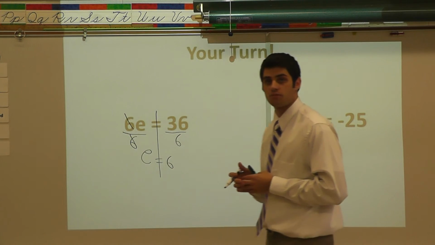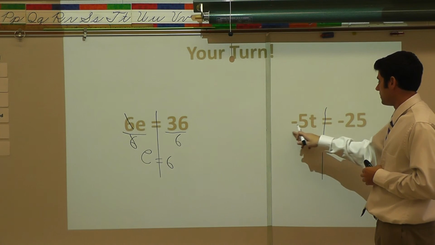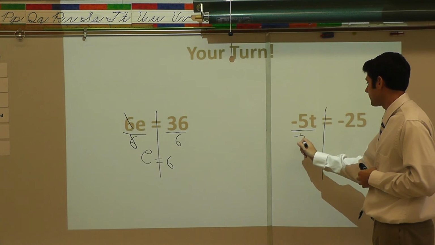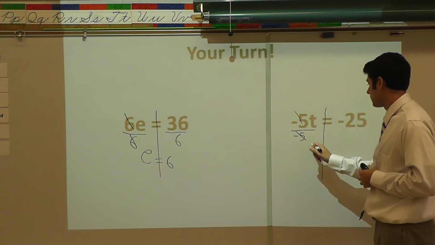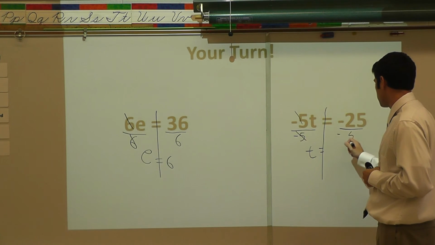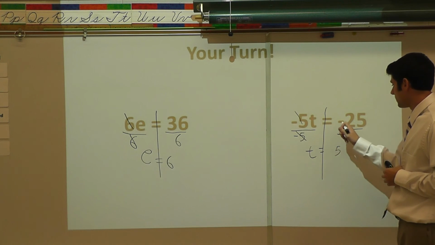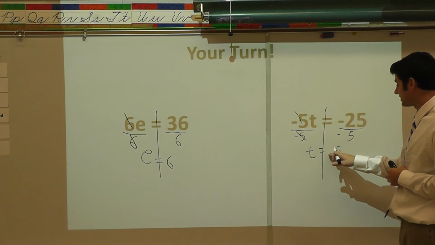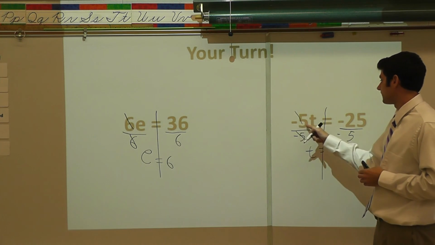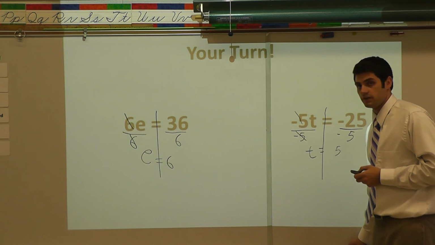Let's take a look at the second problem. Same thing, I start with my line down the middle. Negative 5t equals negative 25. So I'm going to divide by negative 5, which would leave me with t. I'm going to divide this side by negative 5. 25 divided by 5 is 5. A negative and a negative equals a positive, so my answer is going to be 5. Let's plug it back in. Negative 5 times a positive 5 is going to equal a negative 25.